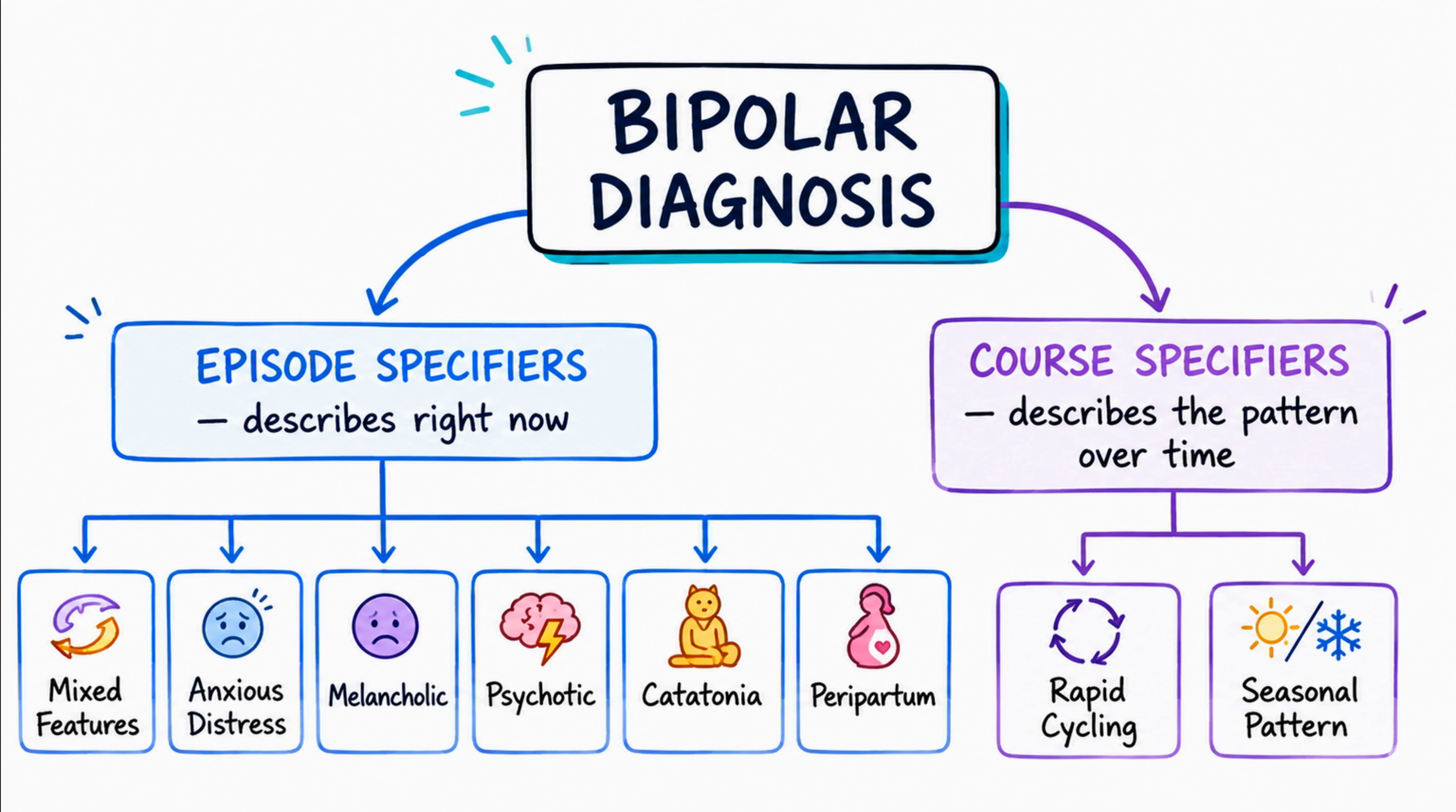DSM-5 TR calls them specifiers, ICD-11 calls them qualifiers or modifiers. Same concept, different label, and there are two types: episode specifiers, which describe what's happening right now, and course specifiers, which describe the pattern over years. Both appear in exams, both matter clinically.